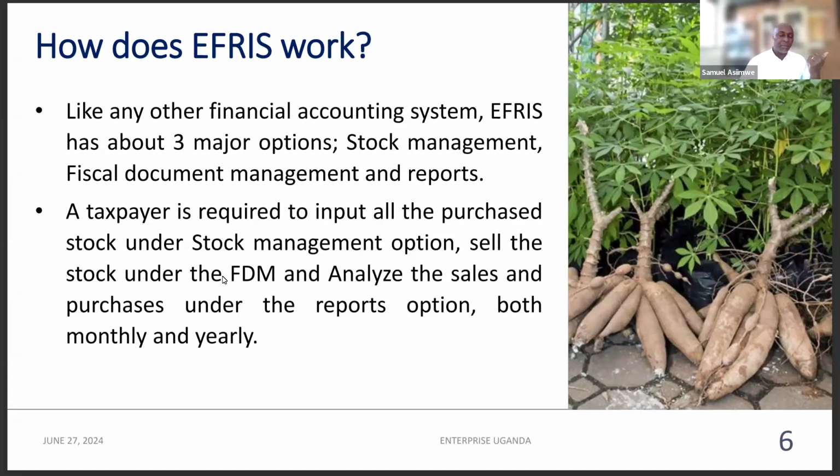Like we saw in the stock management, we're able to do adjustments in the stocks. Even in the physical document management, you are able to adjust on the sales invoice. You can cancel an invoice. You can adjust an invoice if you make an error, and you are able to also adjust the incoming documents or the invoices.